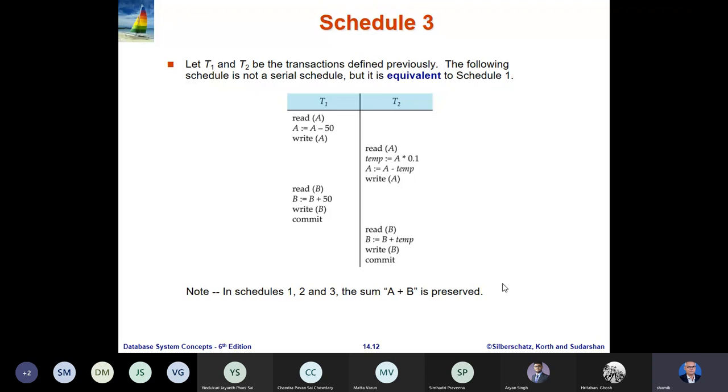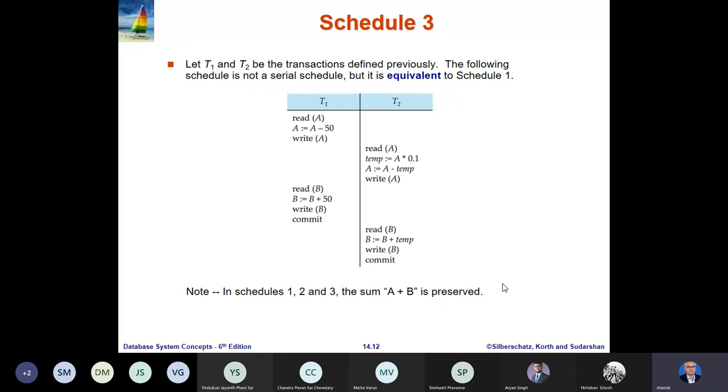The net impact is that whatever values of A and B you get after completion of this schedule, that is, after both transactions T1 and T2, the database state at the end of schedule 3 is the same as the state you would have obtained at the end of schedule 1, though not the same as at the end of schedule 2. That means this is a concurrent schedule, but it is equivalent to schedule 1, which is a serial schedule. So schedule 3 is equivalent to a serial schedule.